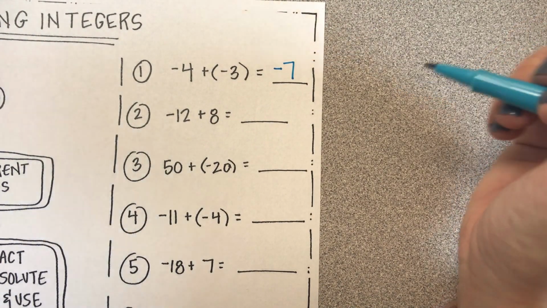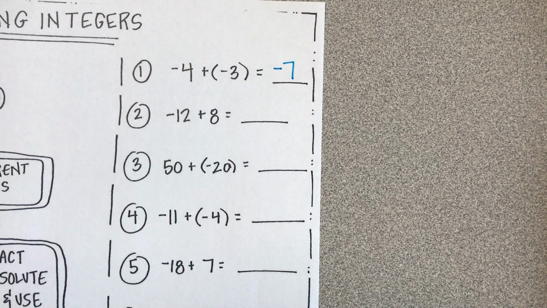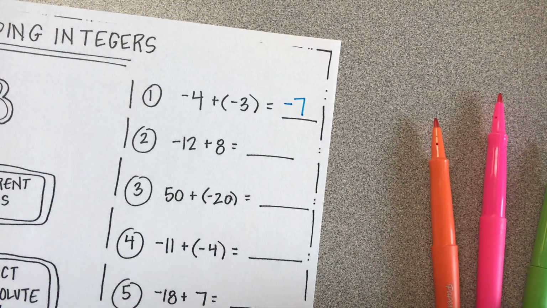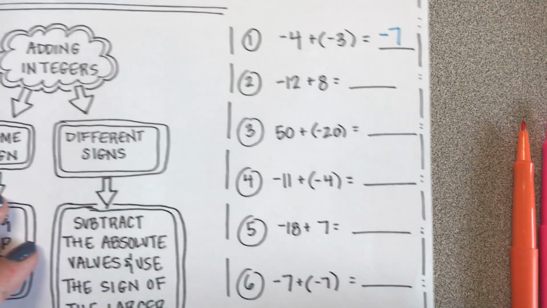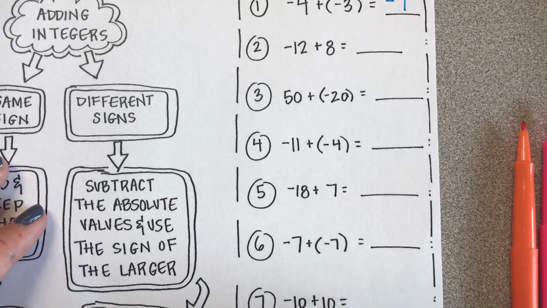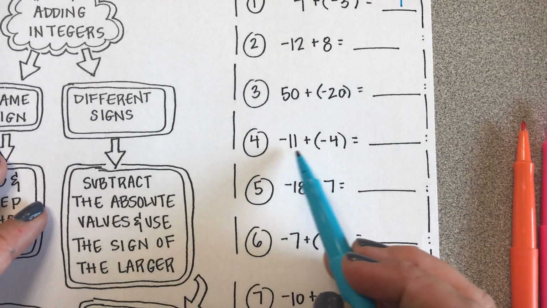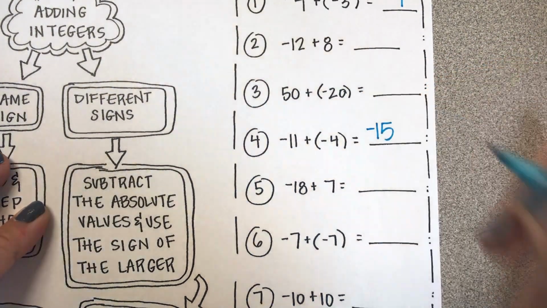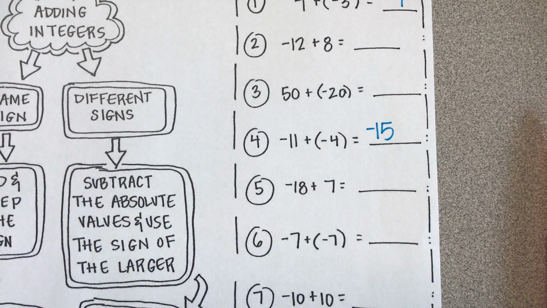Okay, let's look at another one where they have the same signs. What's the next one that you see that has the same signs? Number 4. You have 11 negatives, and I'm like, hey, here's 4 more. So altogether, you have 15 negatives. They are the same sign, so you add them together and keep the sign.